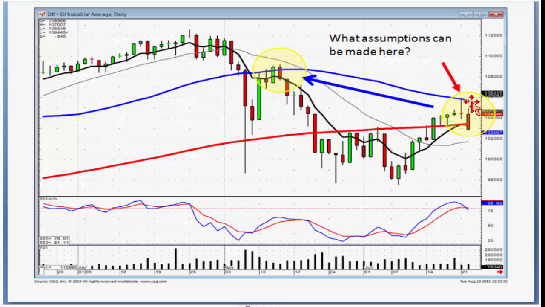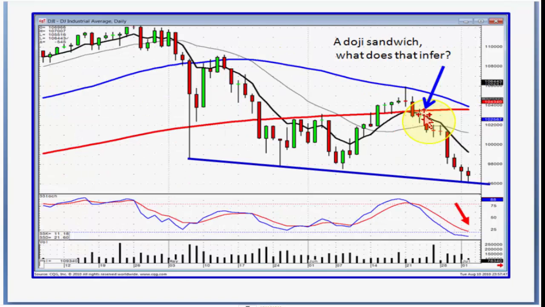There was indecision between the bulls and the bears at a resistance level with stochastics in the overbought area. If they open it lower the next day, what are we doing? We're closing out any long positions and going short, because what's our trend telling us? We're still in a downtrend. Again, this is not rocket science.